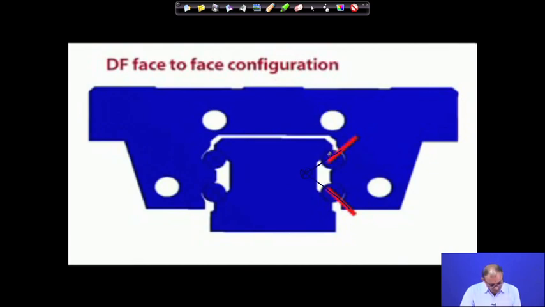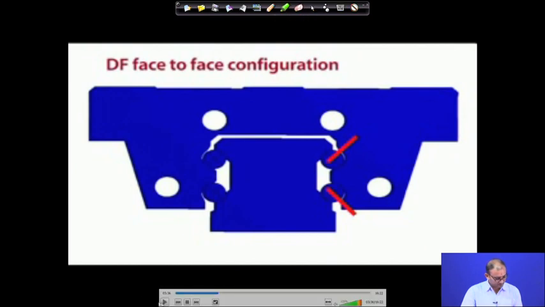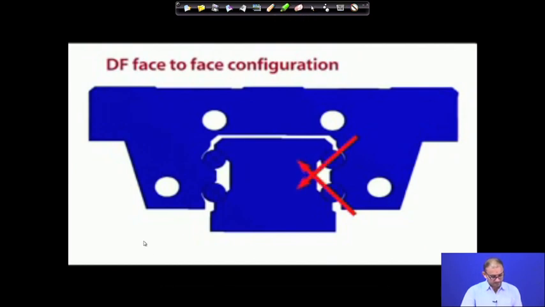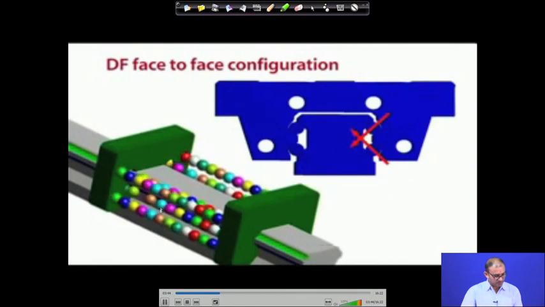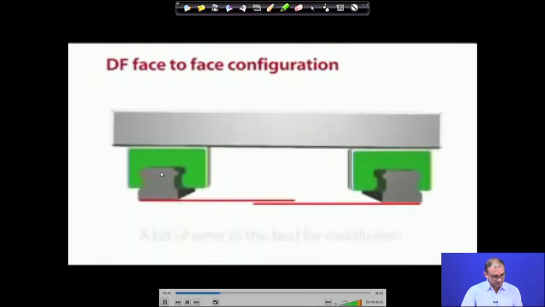Now you can see that the contact points are here. These are the contact points of this bearing and these are of this bearing. If you extend the lines through the centers, they will meet inside the part, not on the outer side. That is why it is called the face to face configuration. Here is the animation of how this will work.